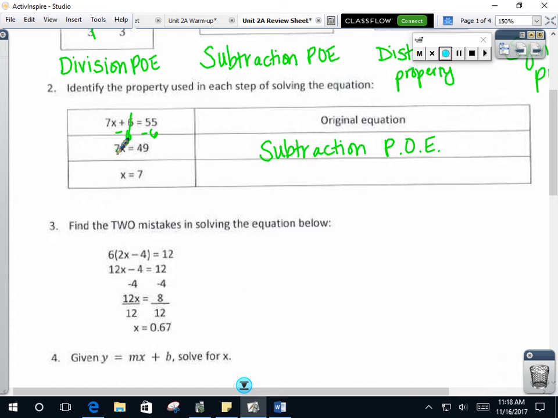Okay, then if you had this, what would you do next? Is that what they did? Yes, because look, the 7's disappeared because 7 divided by 7 is 1. And then 49 became a 7 because 49 divided by 7 is 7. Division property of equality.